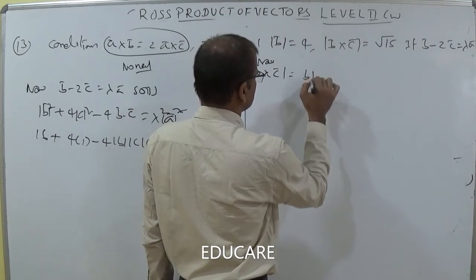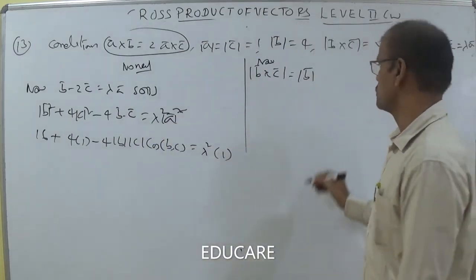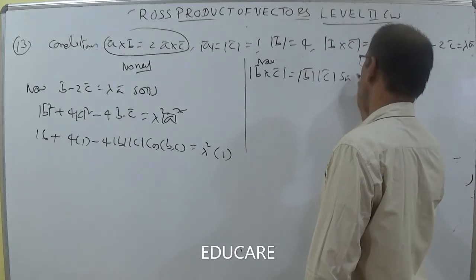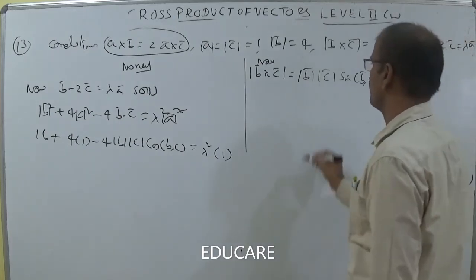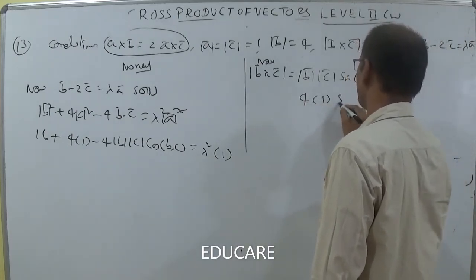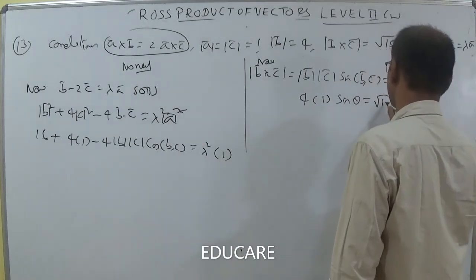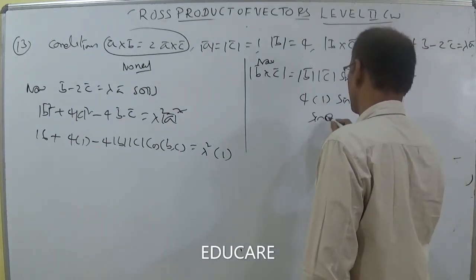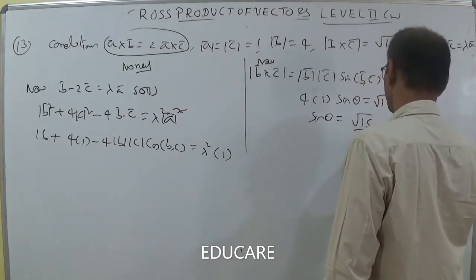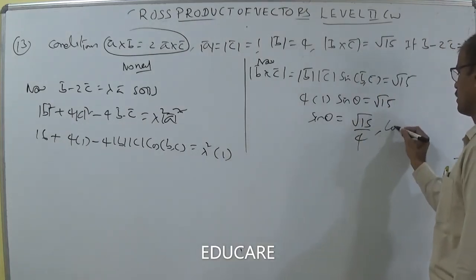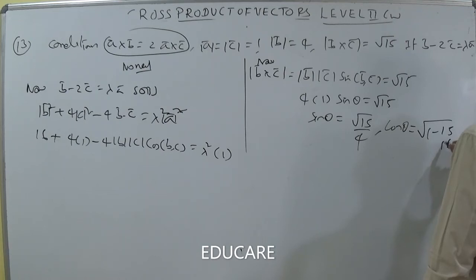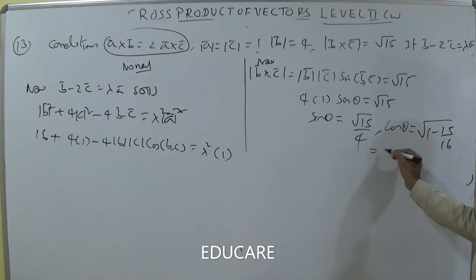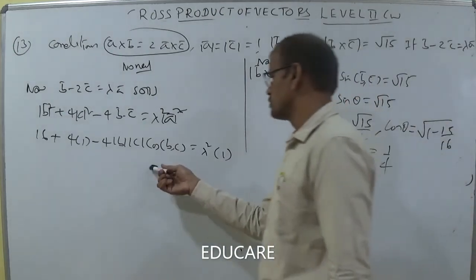Modulus of b cross c can be written as mod b into mod c into sine of the angle between b and c, which is equal to root 15. What is the value of mod b? It is 4 into 1 into sine theta, so sine theta is equal to root 15, giving sine theta is root 15 by 4. We need cos theta. Cos theta is the root of 1 minus sine square theta, which is 1 minus 15 by 16, and it becomes 1 by 4. Substitute this value here.